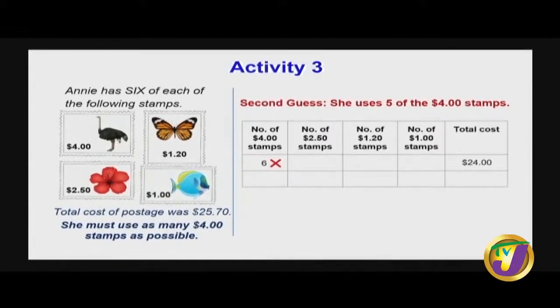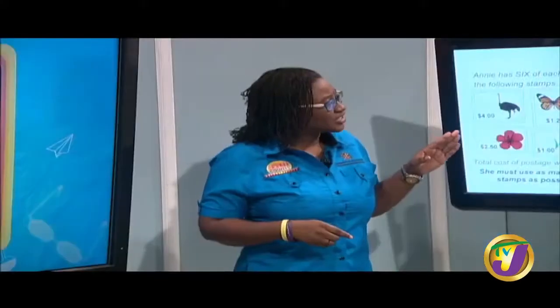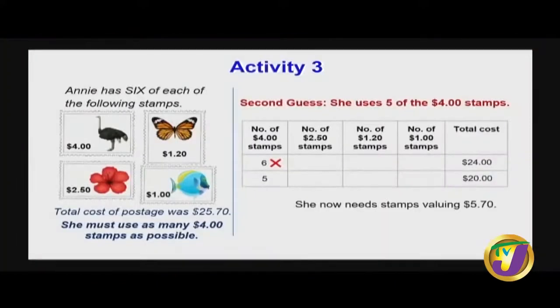We want as many as possible. If she used 5 $4 stamps, that would cover $20. She now needs stamps valuing $5.70. Let's pause right here and talk about the $2.50 stamps. She could use 1. She could use 2, maybe, but if she used 2, that would give her $5, and we have 70 cents hanging there. That 70 cents has to be a combination of a 50 cent and a 20 cent portion. So she can't use 2. Let's guess 1 for now.